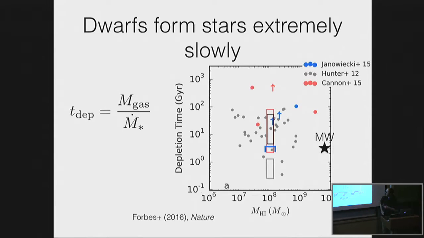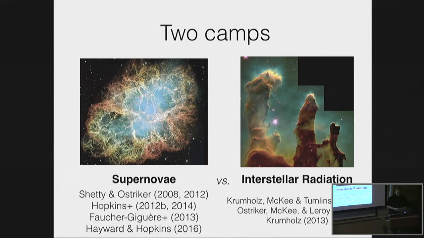But if you look at a sample of nearby dwarf galaxies in the field, you see that the depletion times there can be substantially longer, definitely exceeding the age of the universe and even approaching 100 gigayears. So the question is, why do these galaxies form stars so slowly? I'd say that there are two main camps on this issue. One is supernovae.